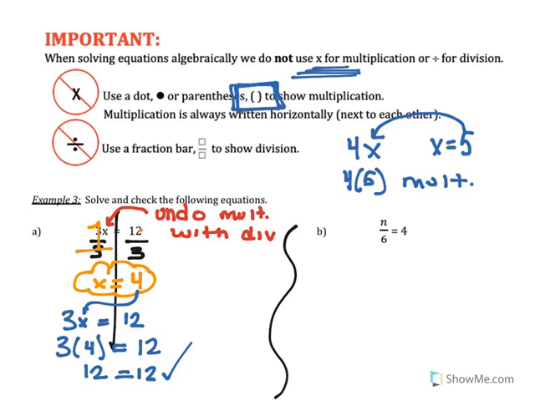Example 3, letter B. I have n over 6. And if you remember from past lessons, when you have a fraction, that operation is division. So here we need to undo division with multiplication.